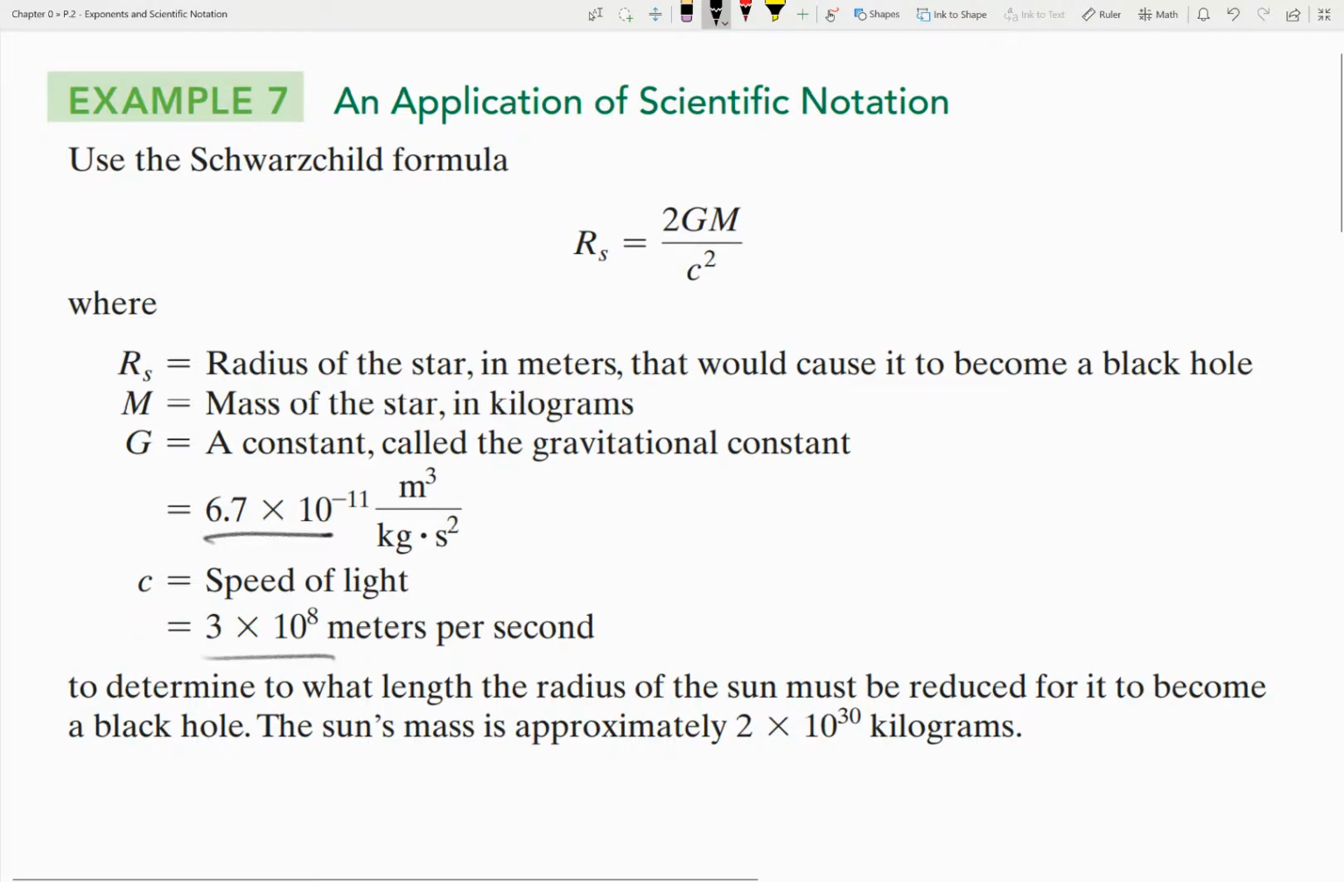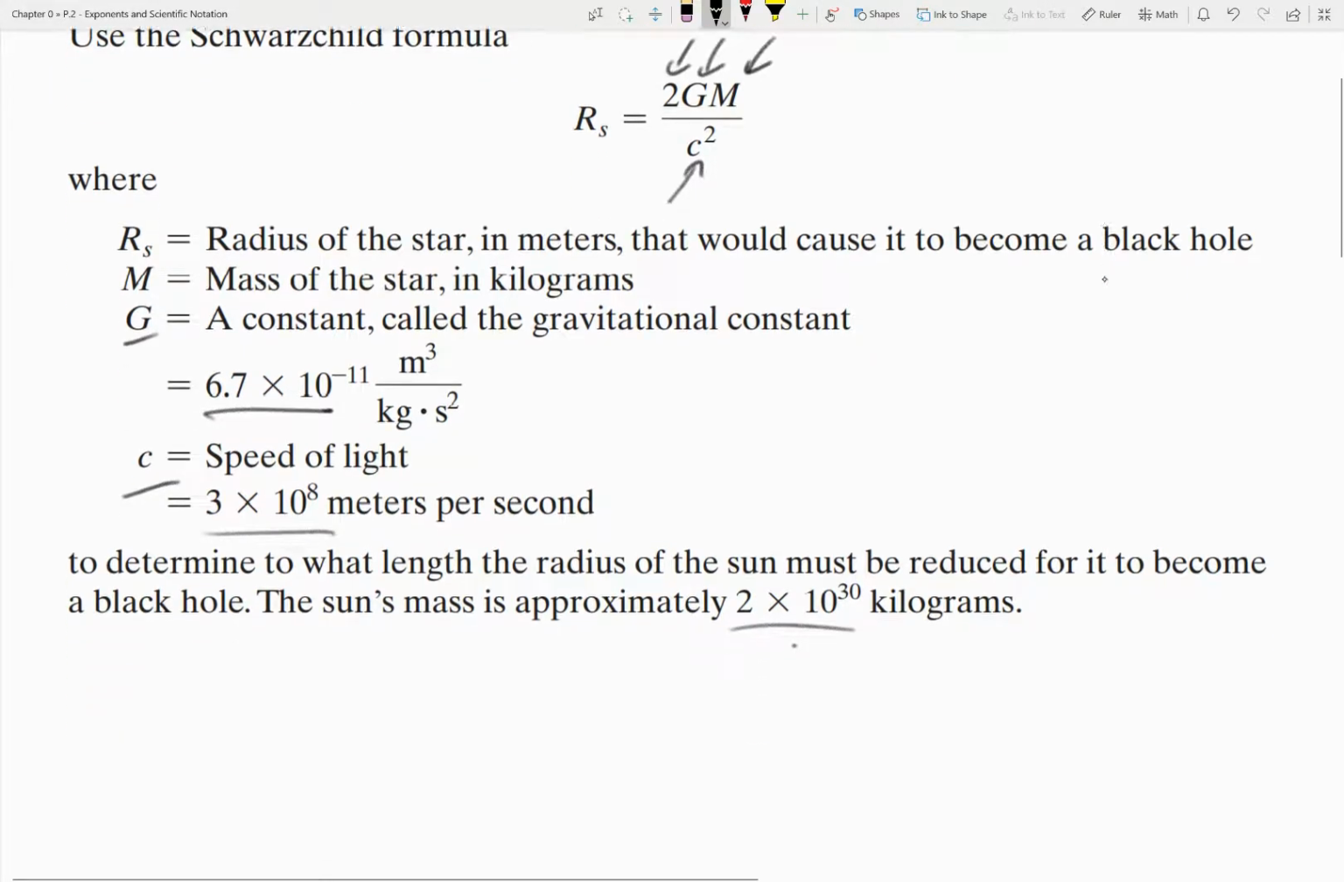Here's the formula. Here are all the things that we know. What length must the radius of the sun be reduced to for it to become a black hole? The sun's mass is 2 times 10 to the 30th kilograms. So basically, we know all the stuff: we know 2, we know G, we know M, and we know c.